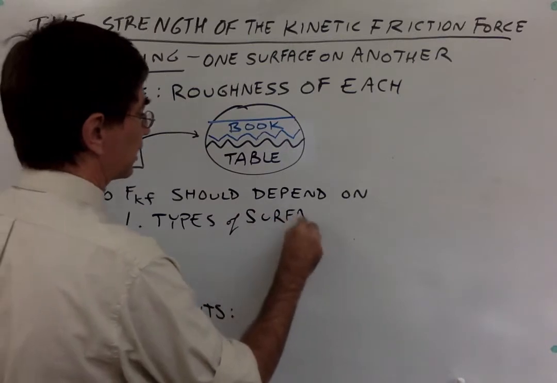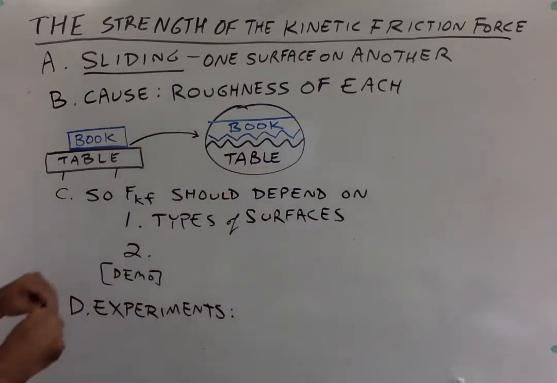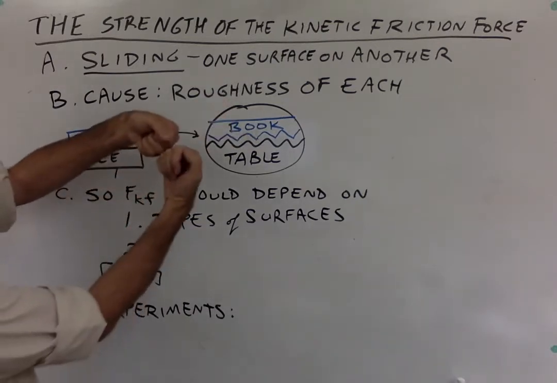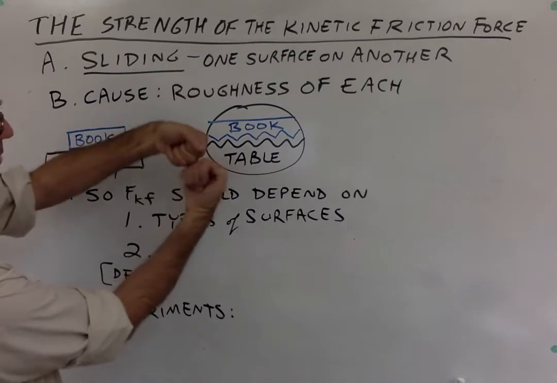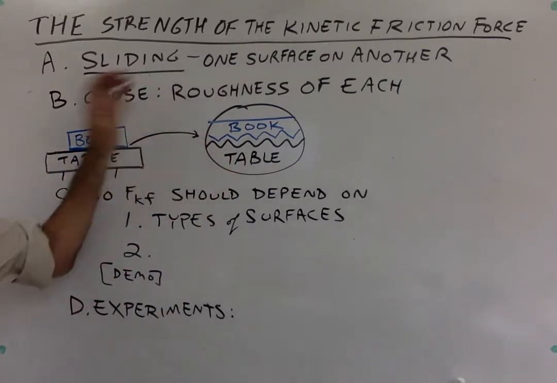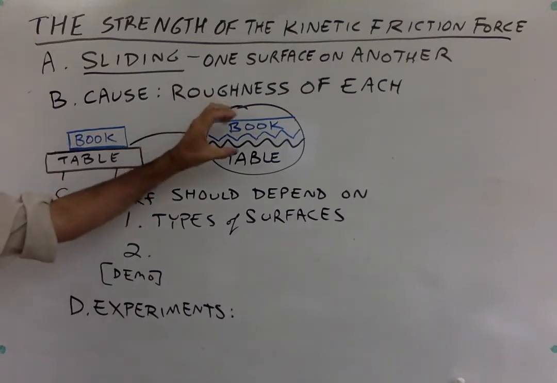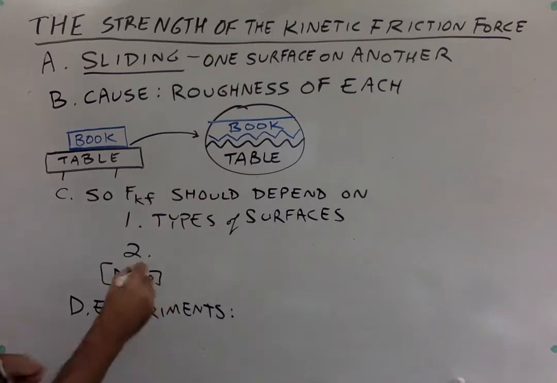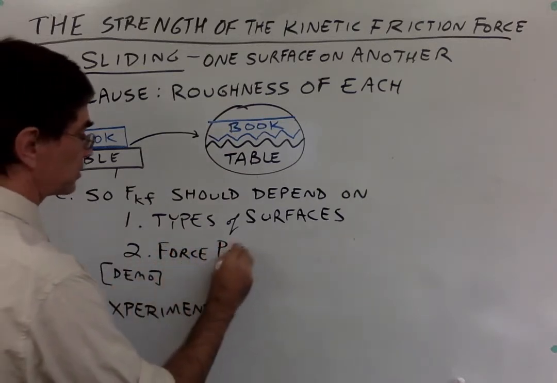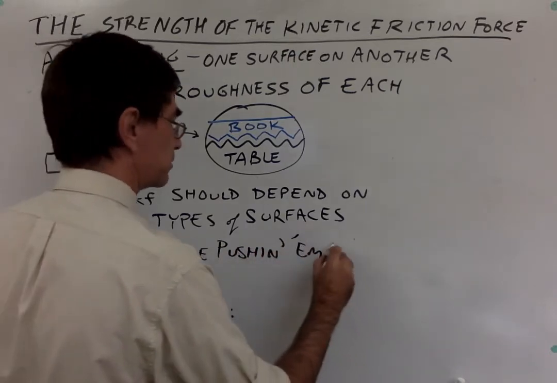And then the other thing, think of what you could do with those two surfaces to increase how much those teeth mesh together. What could you do with these two? If they're just like this, you don't get much friction, but if they get pushed into each other, then you get a lot. So the second thing that could alter the strength of the force of friction will be how hard these two are pushed together. So we'll put force pushing them together.